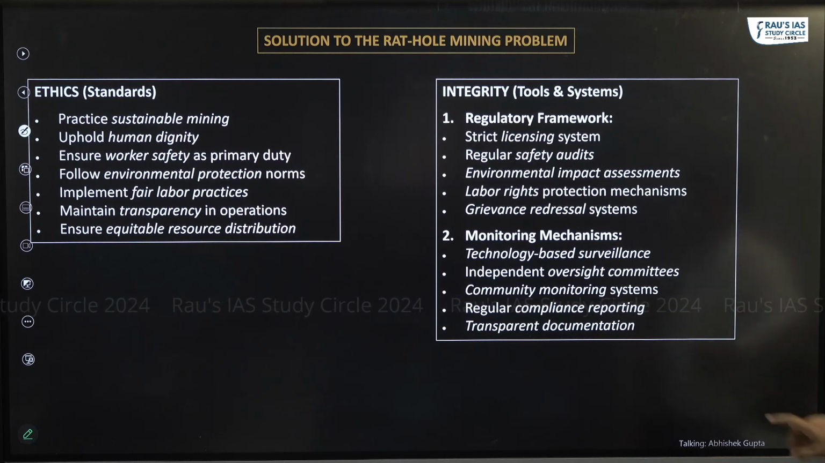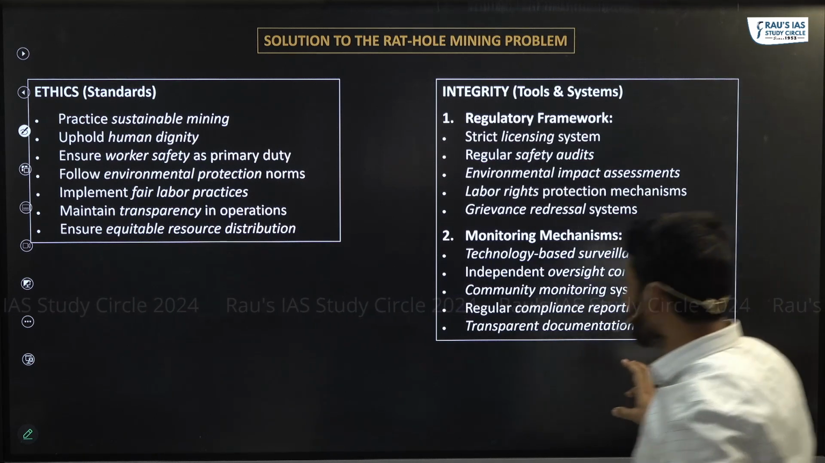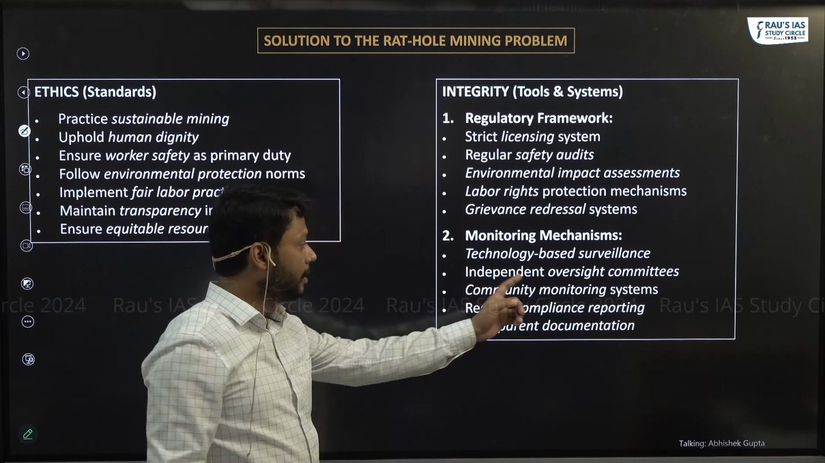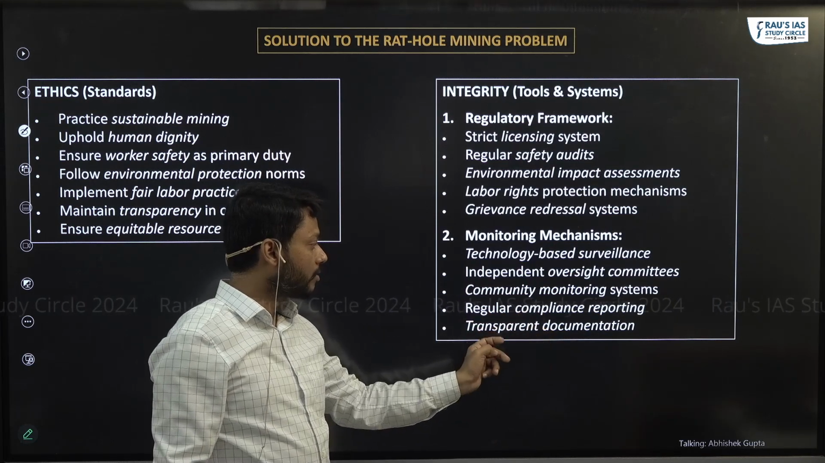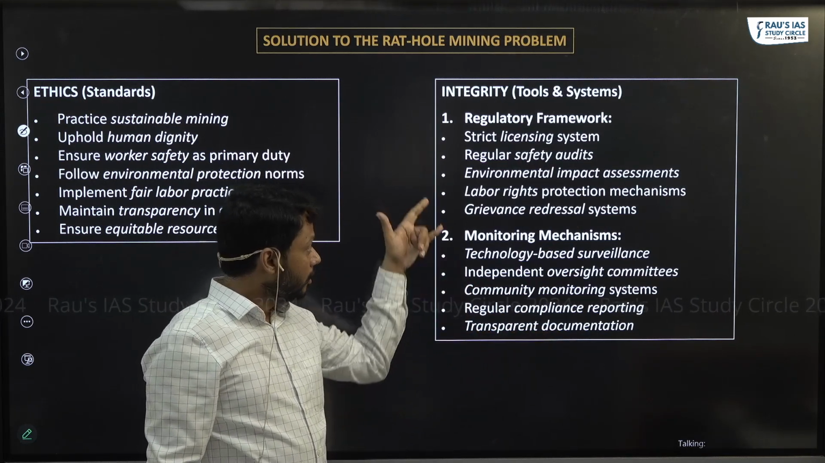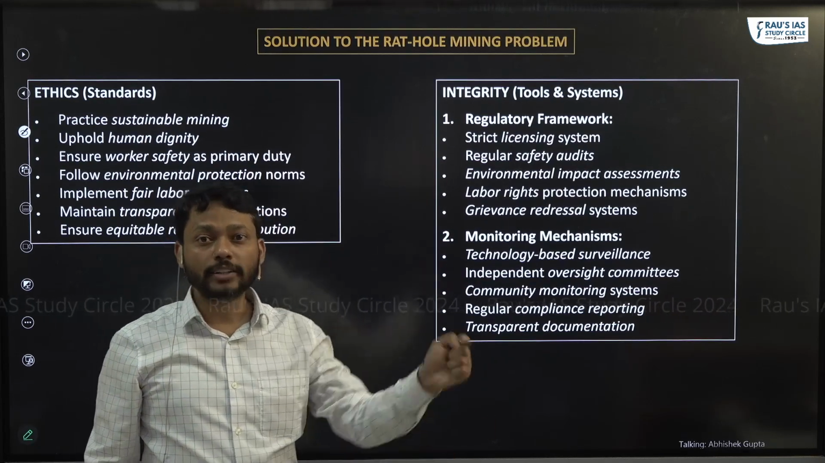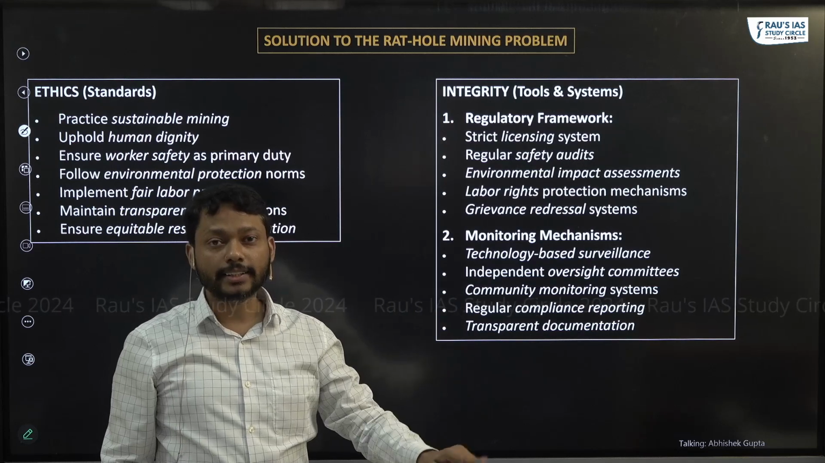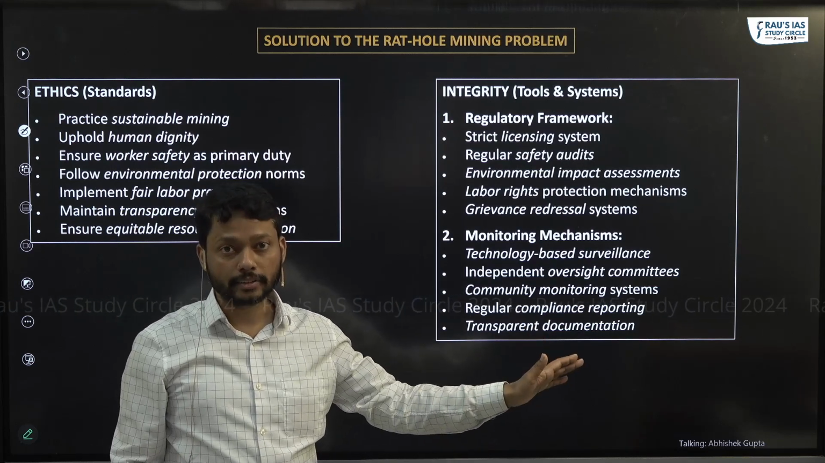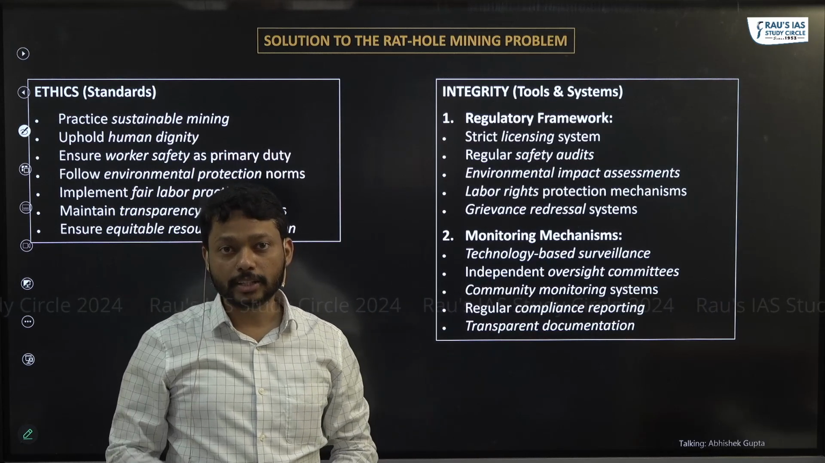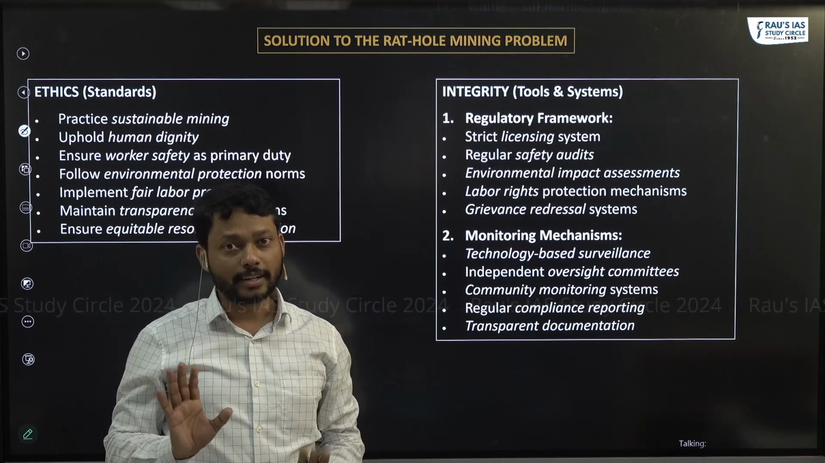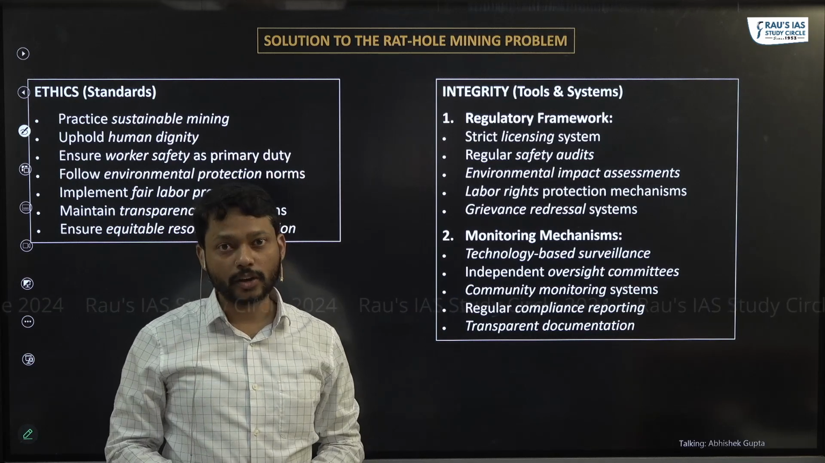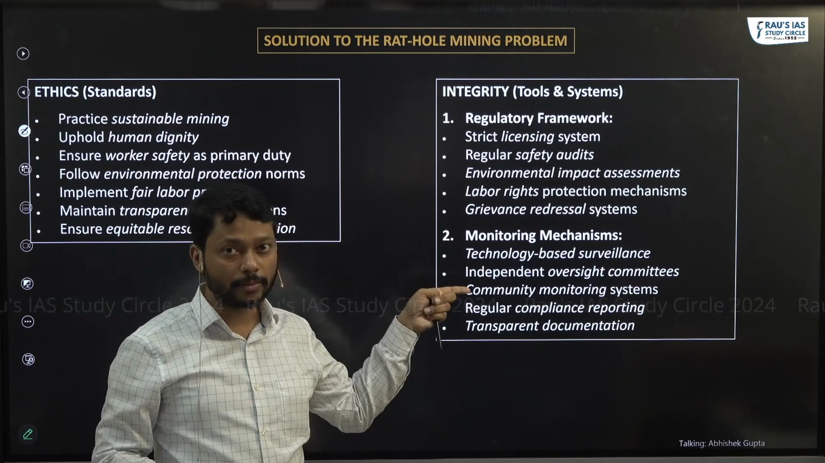Apart from that, what will also ensure consistent application of ethics are monitoring mechanisms. Monitoring mechanisms like technology-based surveillance, independent oversight committees, community monitoring system, or regular compliance reporting, transparent documentation. These can ensure that violation does not take place, or if it does, then it can be identified, it can be reported, so that some action can be taken and then the ethics failure can be checked. That is integrity. This is integrity with regard to administration that ensures the consistent application of ethics.